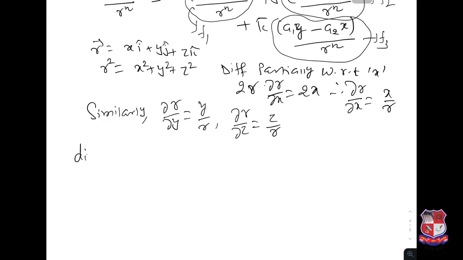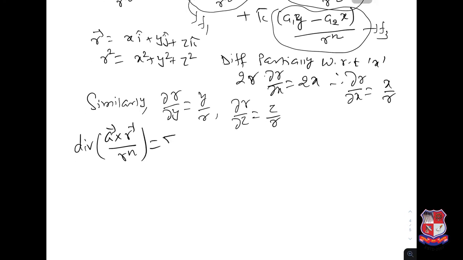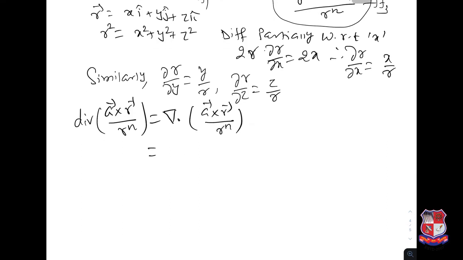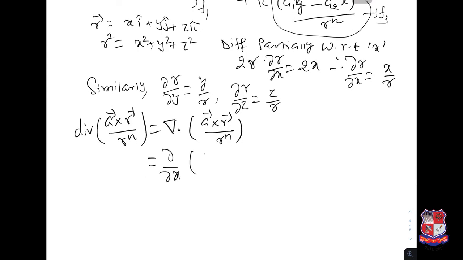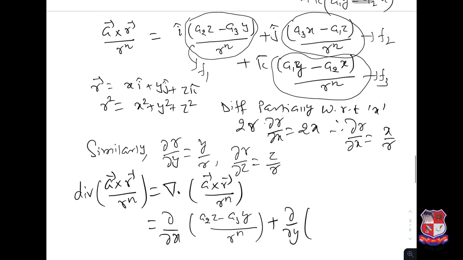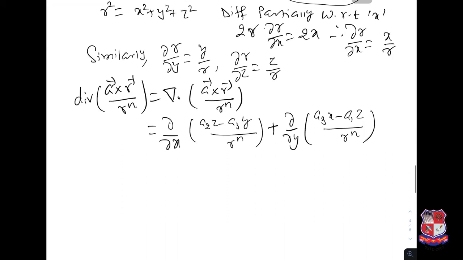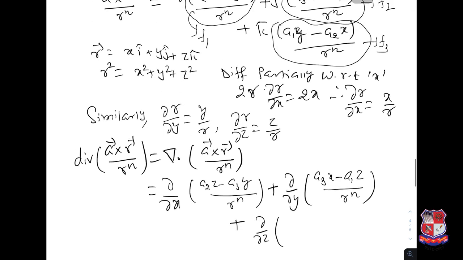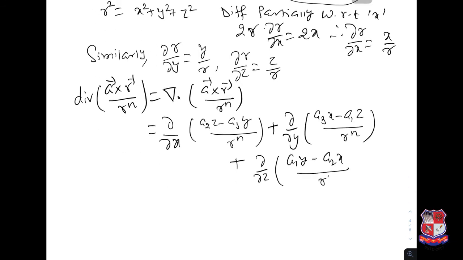Now divergence of A cross R over R power n, or you can say del dot A cross R over R power n, is equal to del by del X of the first component, that is del by del X of (A2z minus A3y) over R power n, plus del by del Y of the second component, that is (A3x minus A1z) over R power n, plus del by del Z of the third component, that is (A1y minus A2x) upon R power n.